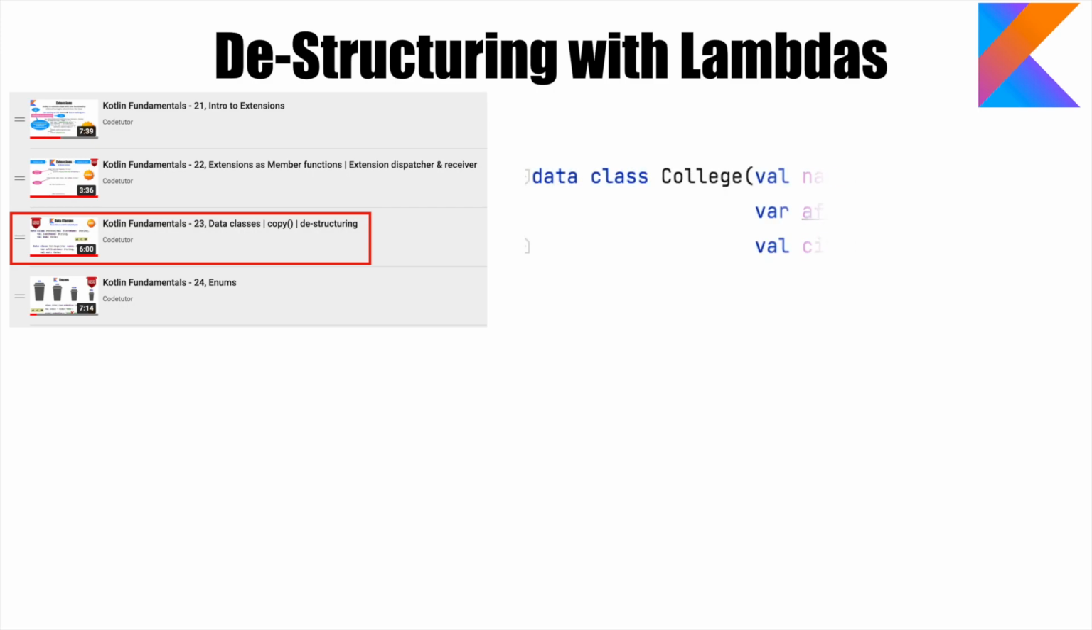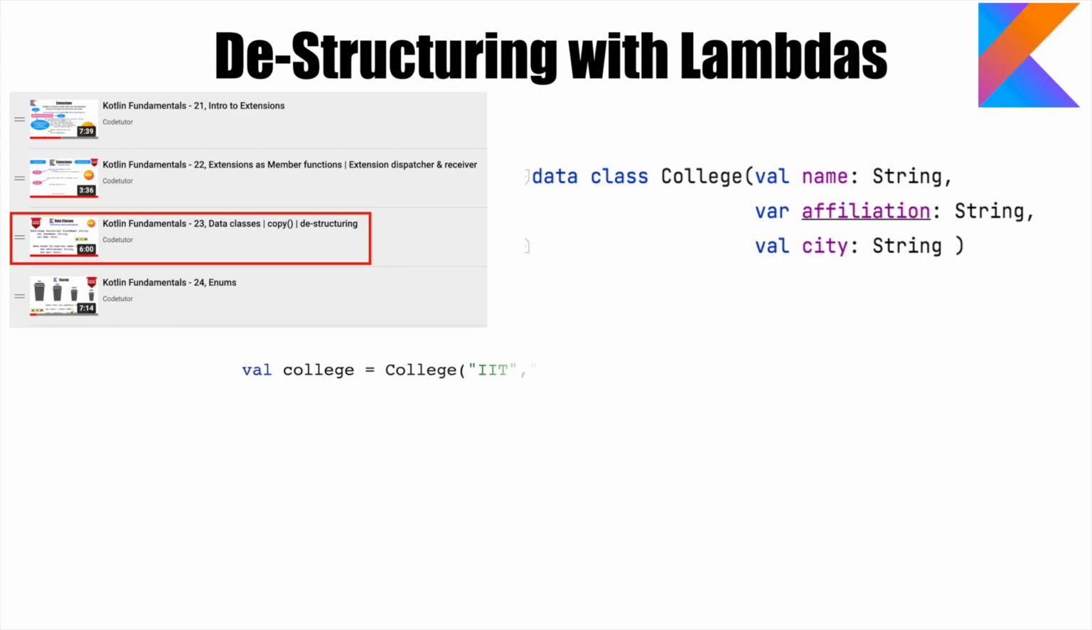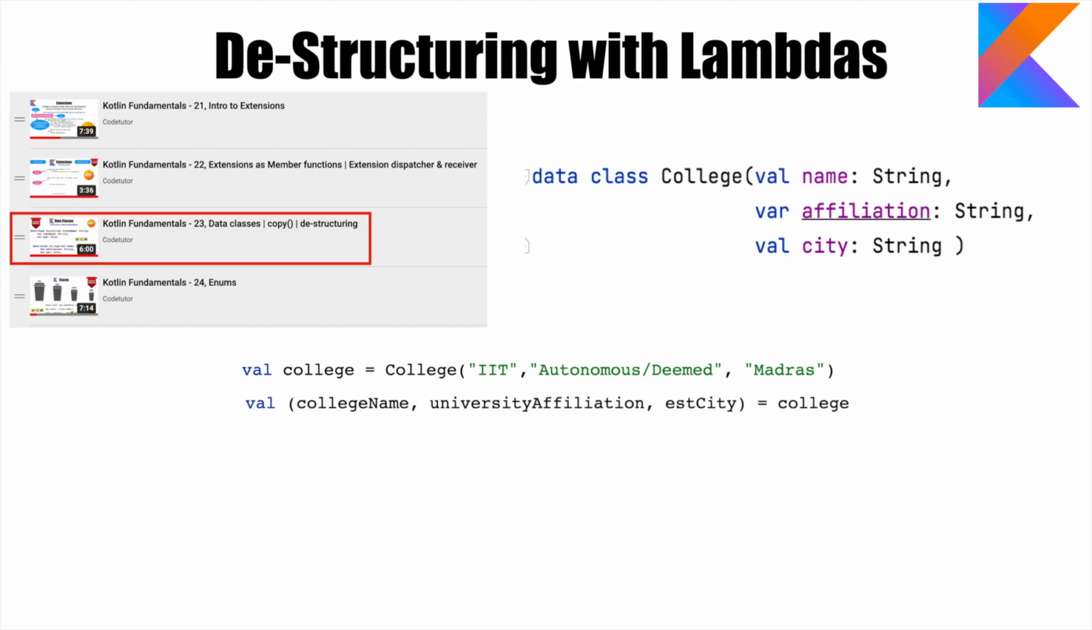Let's assume that you have a data class called College with the name, affiliation and city. What you can do is you can basically decouple this data, that is name, affiliation and city, and capture them in another set of variables. So I can write this College with these values, that is IIT, autonomous, deemed and Madras. And then I can write something like val collegeName, universityAffiliation and establishedCity as three separate values. So what I did is I destructured the structure. The college was the structure, which is a class object, and I destructured it into three different variables.